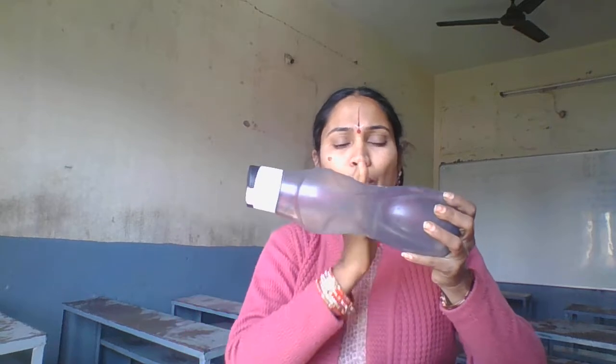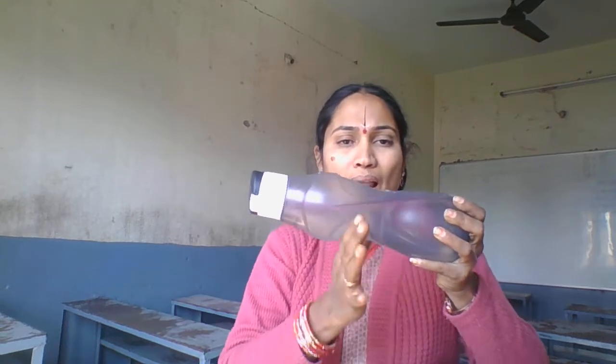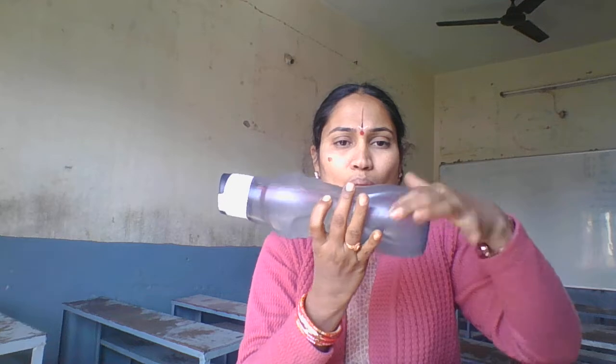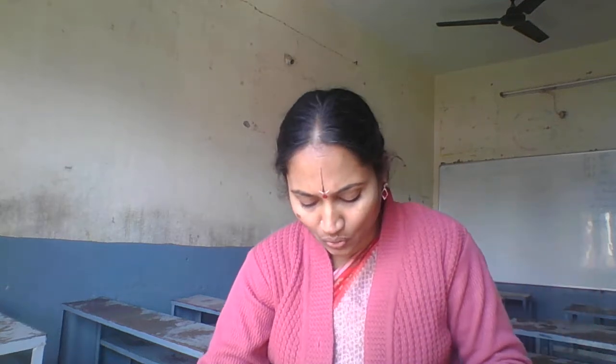Cover half of the glass jar with black paper. Suppose this is a glass jar. Up to here you have to cover it with the black paper, as shown in figure number 6. Put some soil in the jar, and put the earthworm into the jar. Close the jar with a lid that contains small holes. Lid means cap.